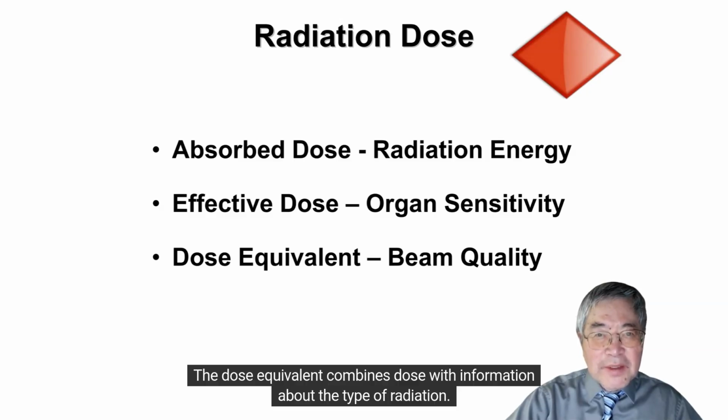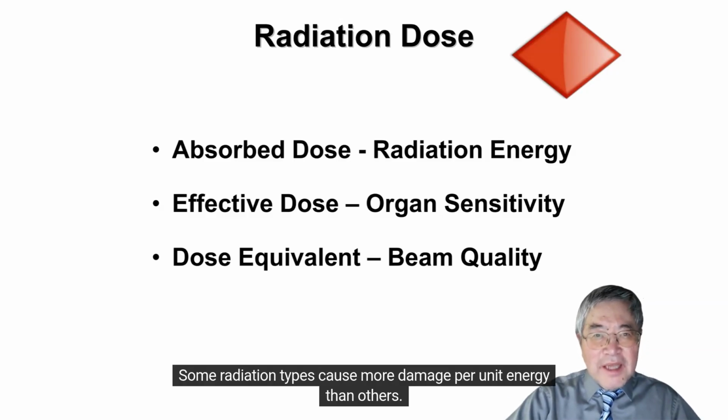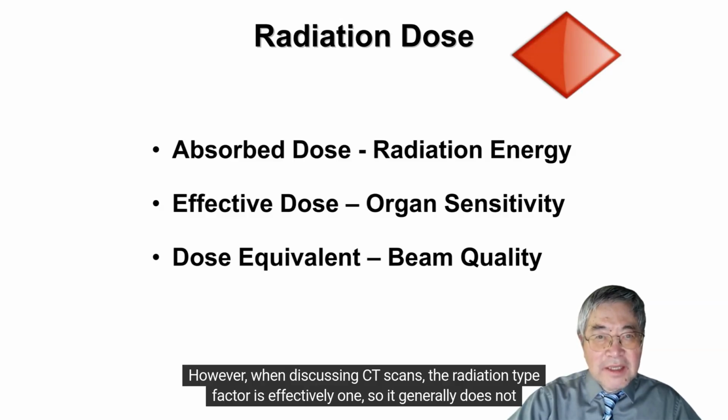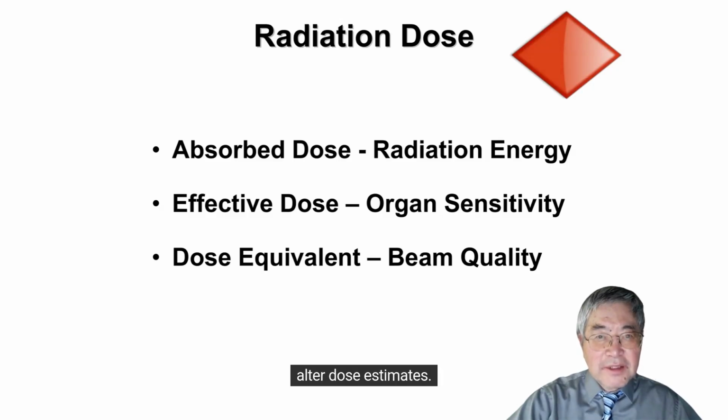The dose equivalent combines dose with information about the type of radiation. Some radiation types cause more damage per unit energy than others. However, when discussing CT scans, the radiation type factor is effectively 1, so it generally does not alter dose estimates.